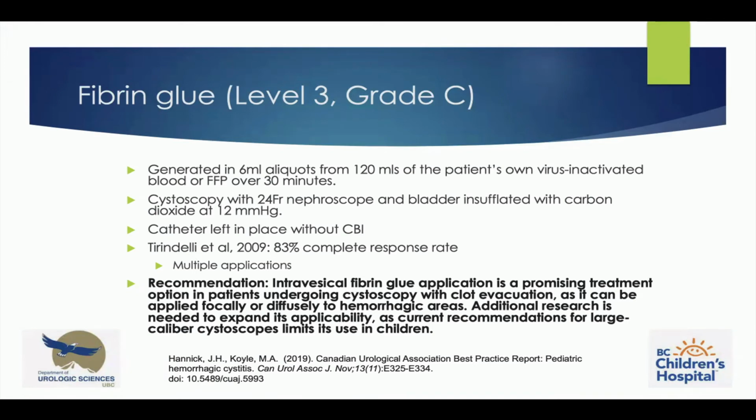Generally, they use a big 24 French nephroscope, and the bladder is insufflated with carbon dioxide at 12 millimeters of mercury. And then the fibrin glue is either sprayed everywhere or only on the isolated bleeding regions. And this is kept for 30 minutes. And then a catheter is left in place, but without continuous bladder irrigation.